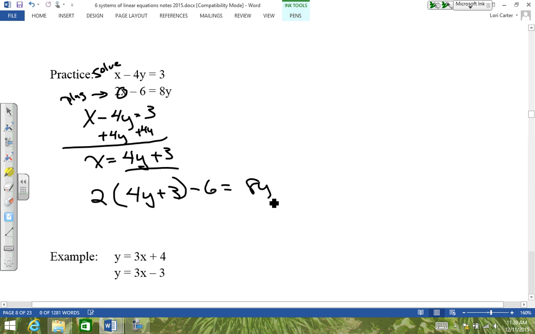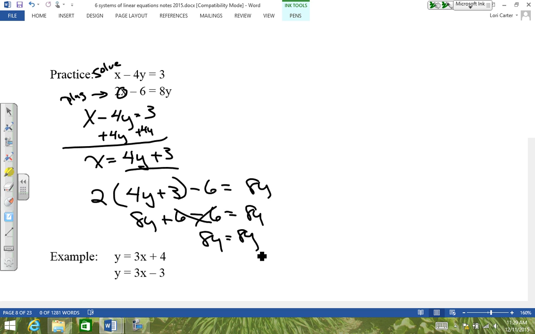And then when you do that, it'll be 8y plus 6 minus 6 equals 8y. And then what's 6 minus 6? 0. So now 8y equals 8y. Okay, you guys, when does 8y equal 8y? When's that true? Always.